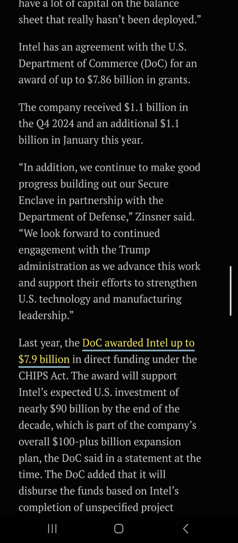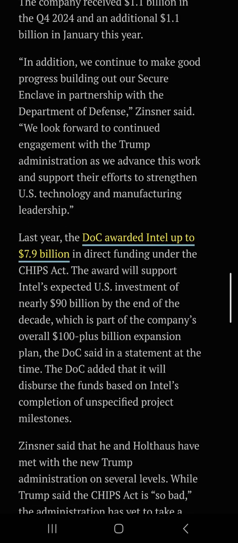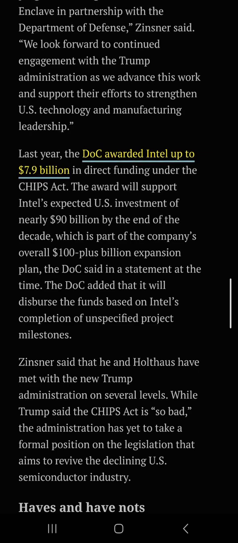In addition, we continue to make good progress building out our secure enclave and partnership with the Department of Defense, Jensen said. We look forward to continuing engaging with the Trump administration as we advance their work and support their effort to strengthen U.S. technology and manufacturing leadership. Last year, the DOC awarded Intel up to $7.9 billion in direct funding under the CHIPS Act.